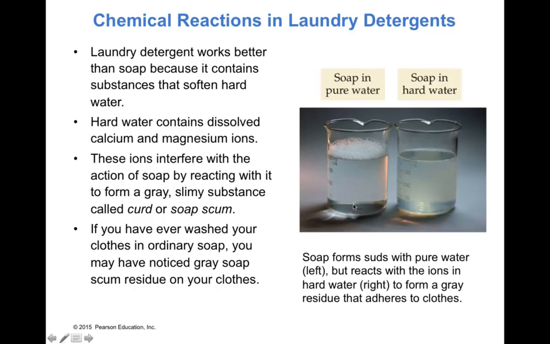Here is an example of how we can identify hard water. The one on the left is soap with pure water, and the one on the right is soap with hard water. As you can see, the formation of bubbles is greater in the pure water because some of the soap in the hard water is reacting with those ions, calcium and magnesium. That is the definition of hard water: water that has dissolved ions of calcium and magnesium. Because of that, the soap reacts with those ions and is not able to produce bubbles, as we can see in the pure water.